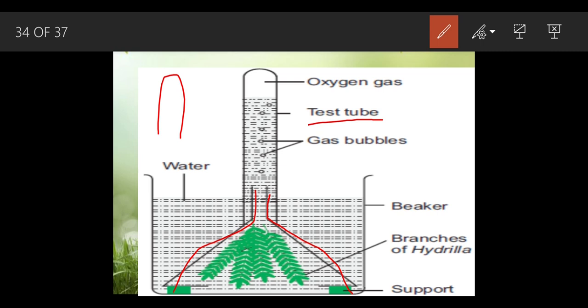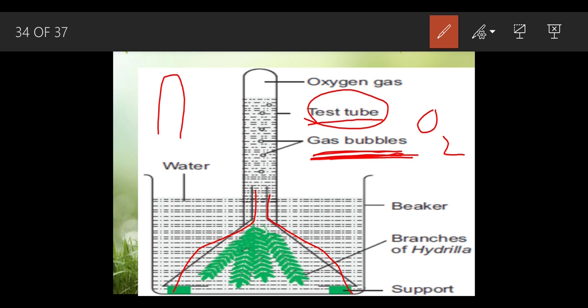Now place this apparatus in the sun for a few hours. So we can see that these gas bubbles are arising inside this test tube. So what does this remind us of? Whenever you place any of the plants, they take in carbon dioxide, so at the same period of time, what are they going to release? They are going to release oxygen.